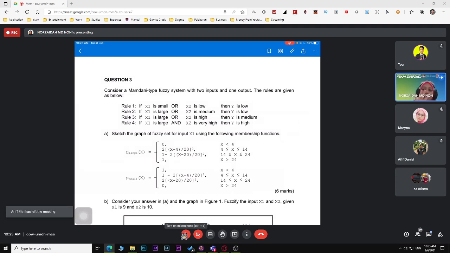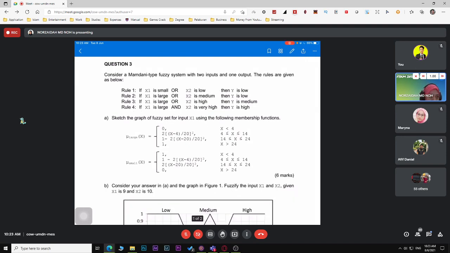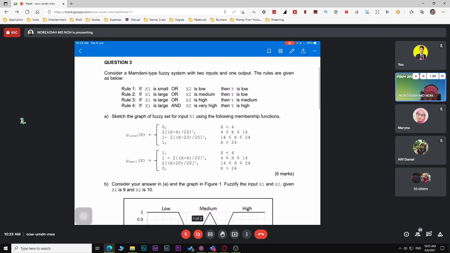These 4 steps are all the same. We have to do it in Mamdani as well as in Sugeno or Takagi-Sugeno style. Okay, however, the way we do it might be a little bit different. Alright. Okay, kita start dengan contoh ni. Ni soalan tutorial yang saya berikan kepada last semester. So kita sharekan balik dekat sini.